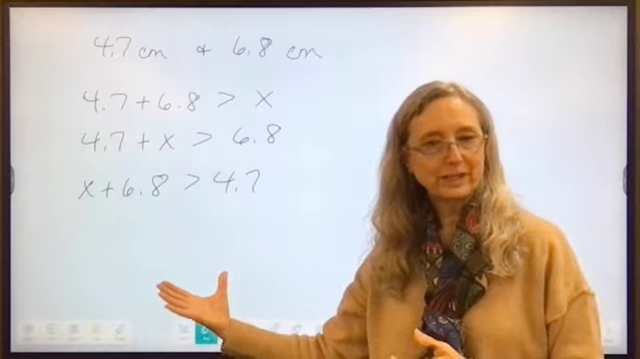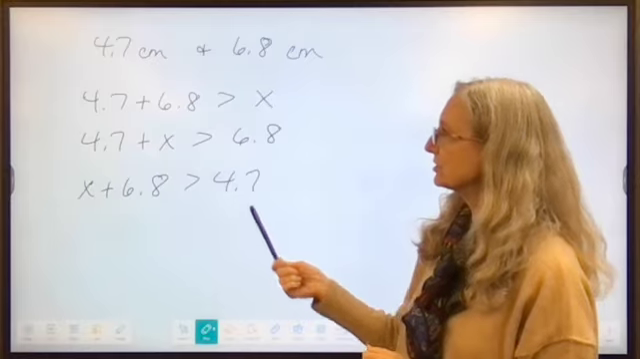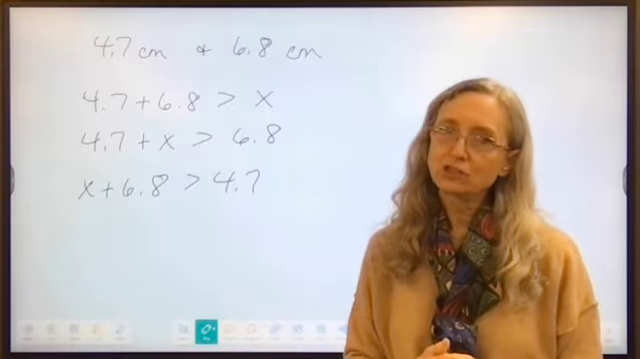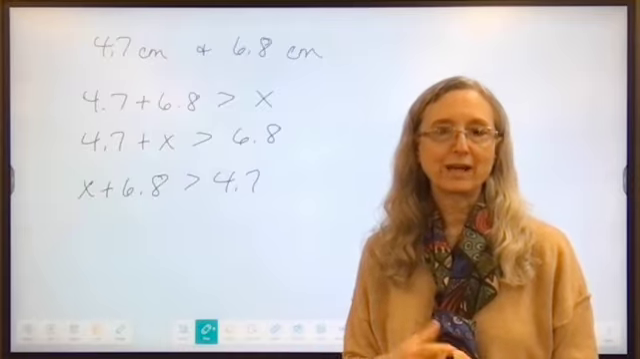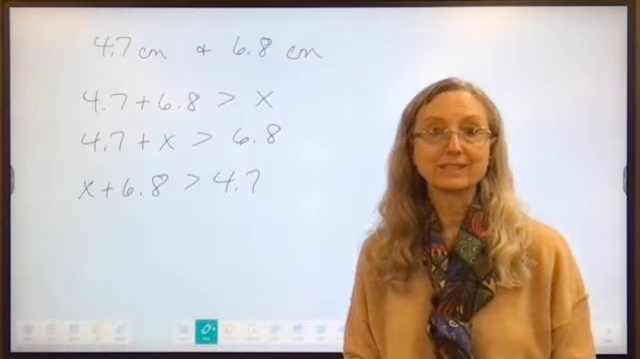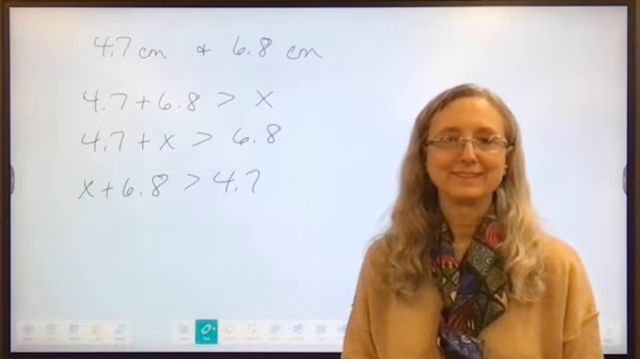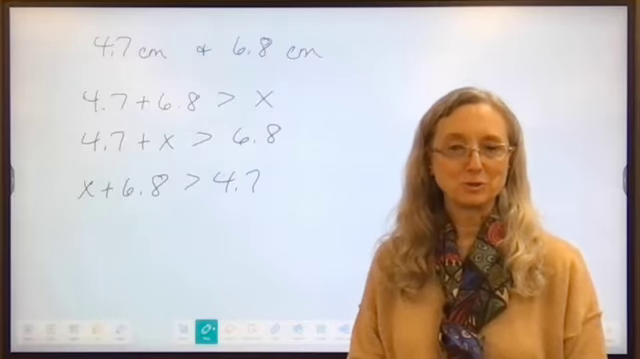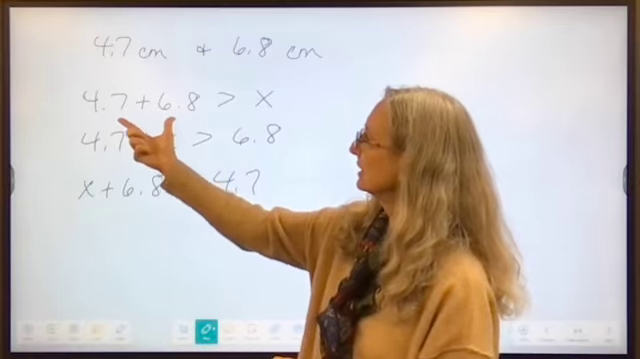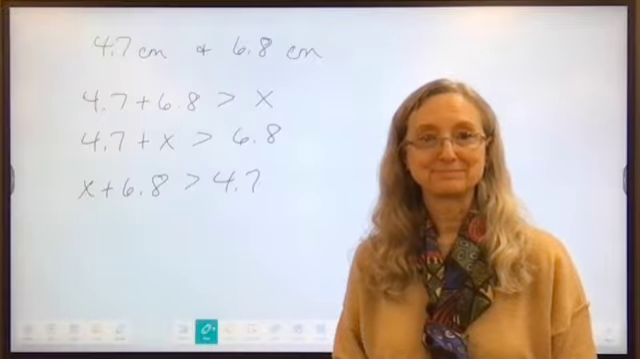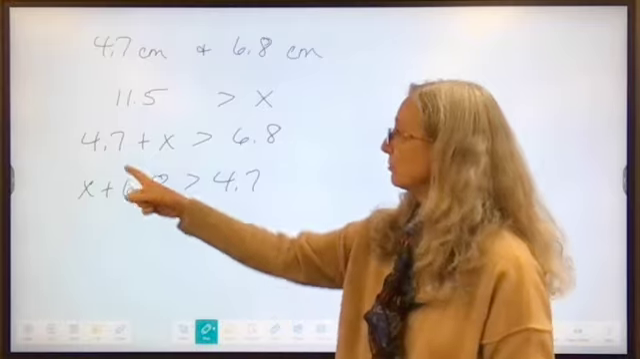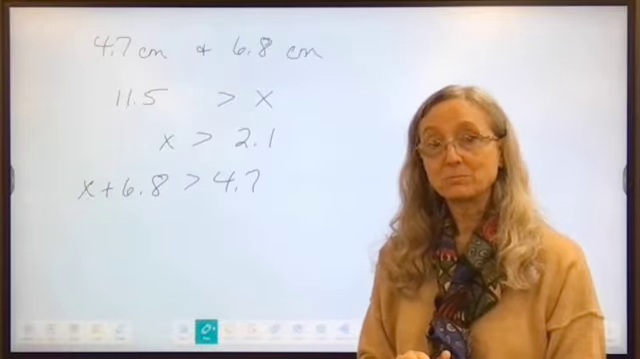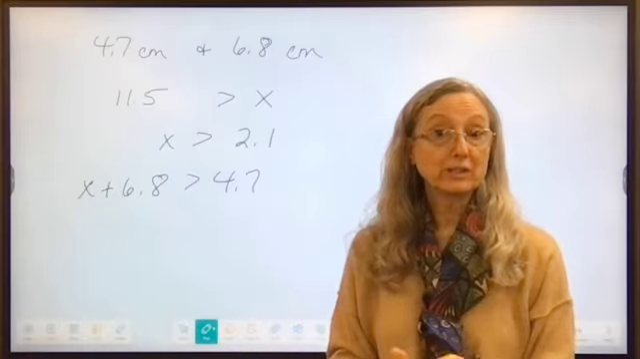You can set up these three inequalities, solve for x in all three, and then come up with the results. But I would like to show you a much simpler way to do this without having to go through that process, which would be kind of tedious. Let me walk through this process, and then I'm going to show you an easier way to do it. So I'm going to add these two together. That gives me 11.5. I'm going to subtract 4.7 from 6.8. That'll give me 2.1. And I'm going to subtract 6.8 from 4.7, which will give me negative 2.1.